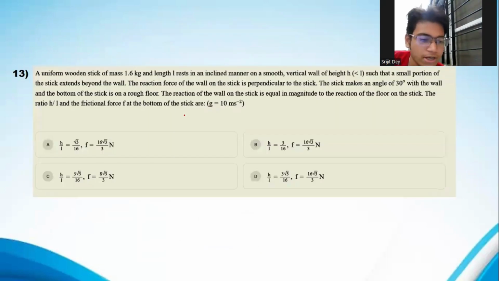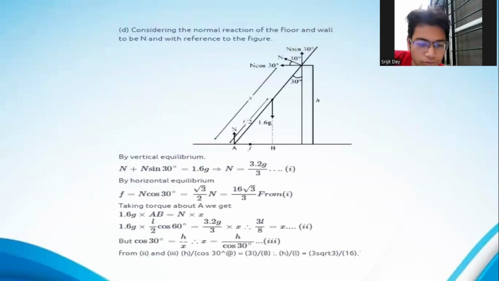Okay. Going on to the next question. Now, this is another important question, and this is a good question. In this case, all that you have to do is nothing but balancing of torque. You have to make sure where the normal force acts, and the center of gravity is at x by 2 and L by 2. From there, you have to do nothing but balance torque on both sides.